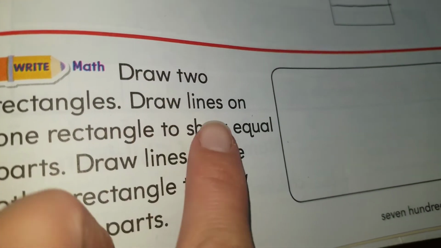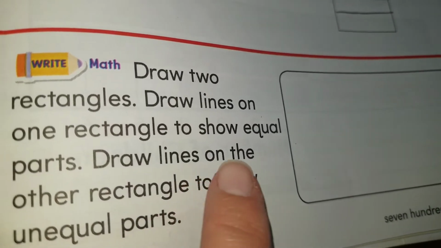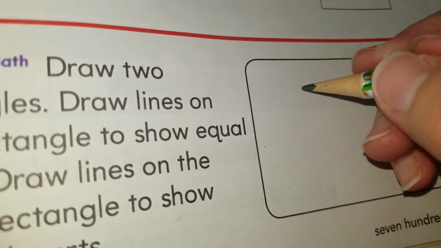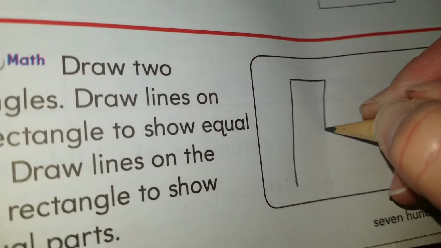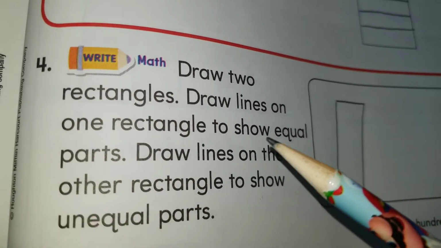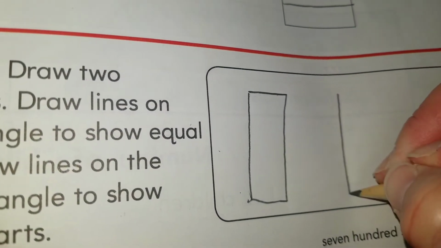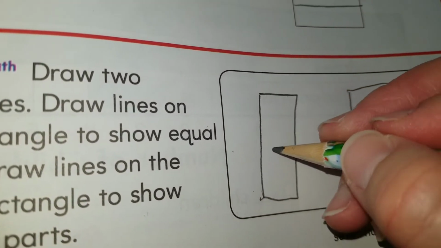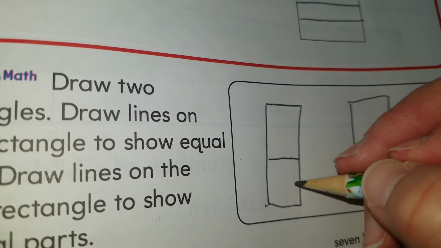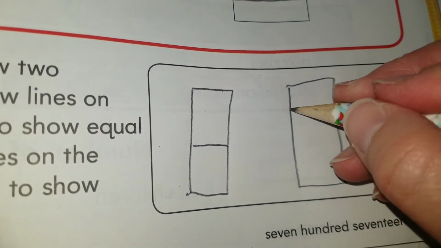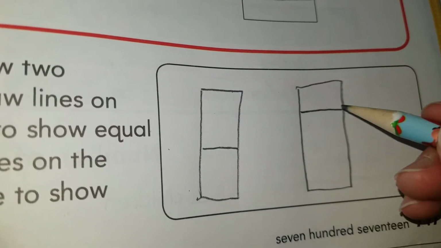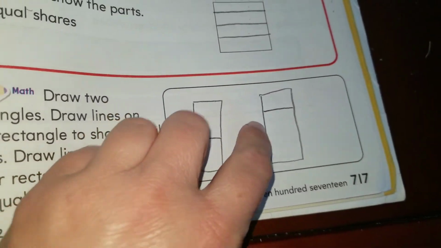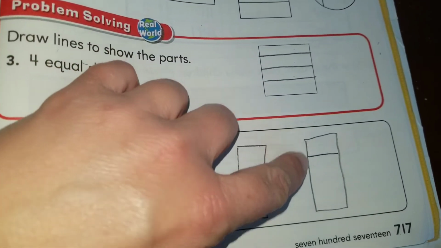Alright, we're going to draw 2 rectangles. Draw lines on one rectangle to show equal parts, and then draw lines on the other rectangle to show unequal. So we're going to draw two rectangles. One rectangle is going to have equal parts, and then the other rectangle, it's going to have unequal parts. So this is my first one, equal parts. Equal part on the top, equal part on the bottom. Unequal can be like this. Unequal part on the top, unequal part on the bottom. Equal, unequal. Iguales y diferentes.